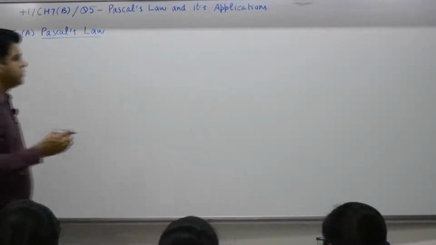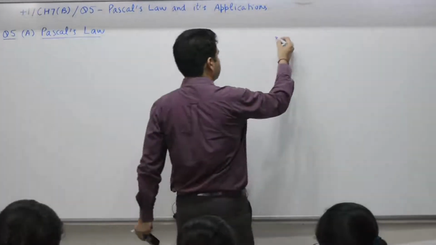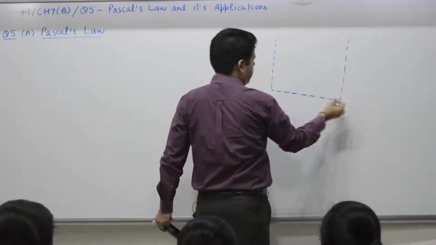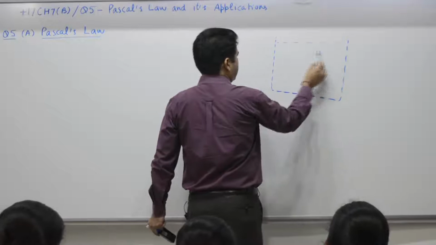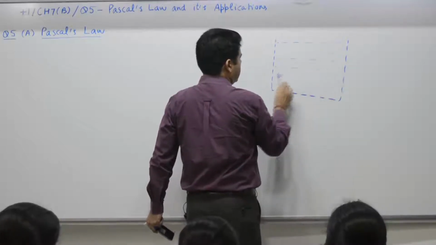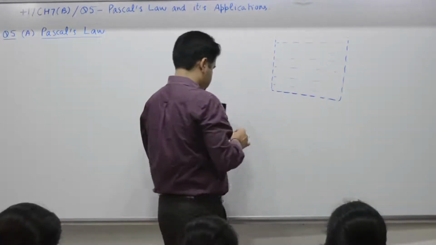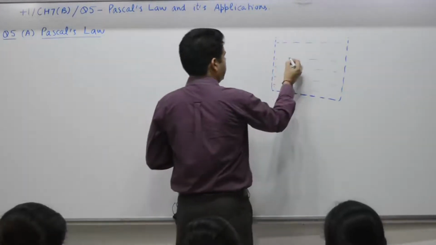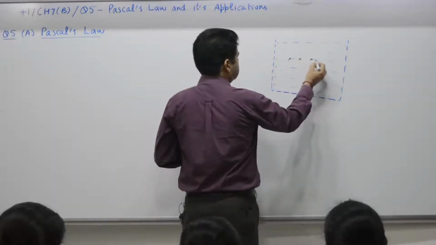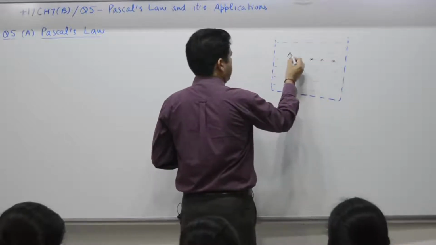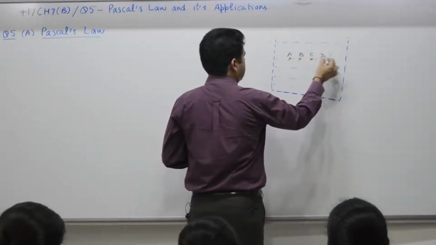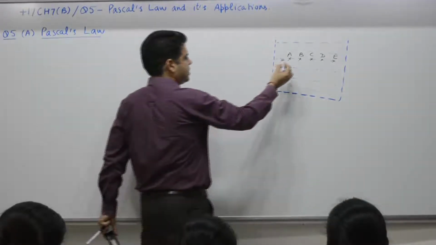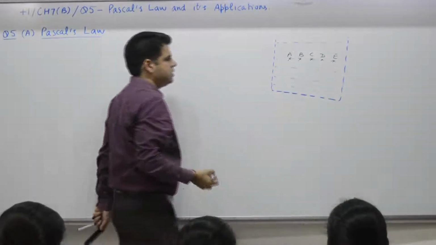That is a container. You have liquid, there are different points, point A, B, C, D, E, all these points are at a same level. So pressure at all points A, B, C, D, E is same.